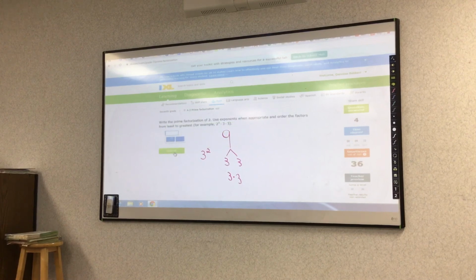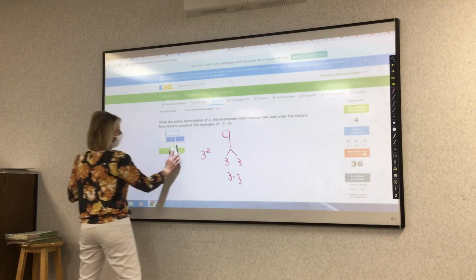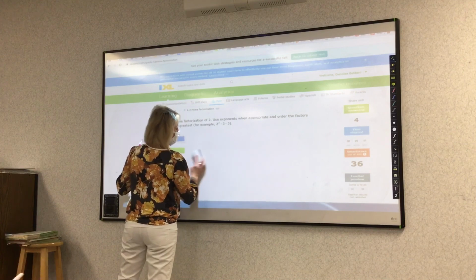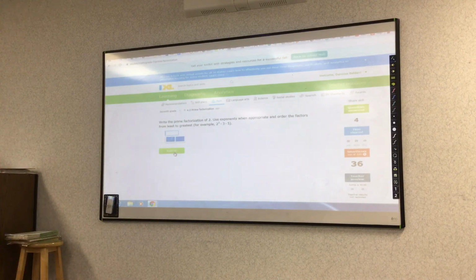Prime factorization of 2. Do the prime factorization of 2. I want to see what you can do on your board.